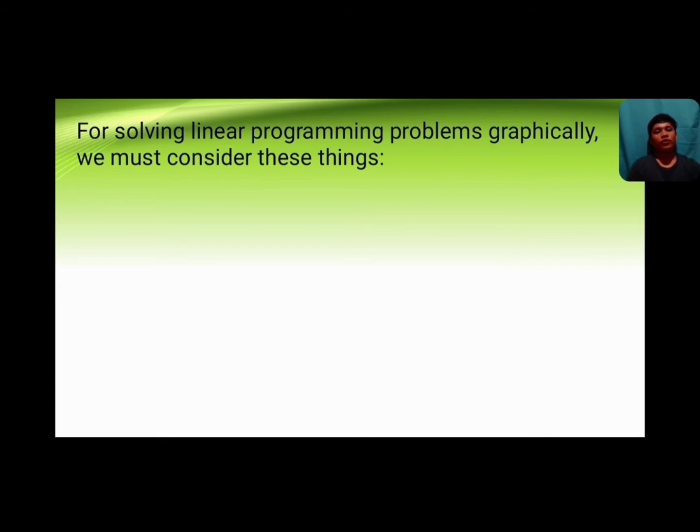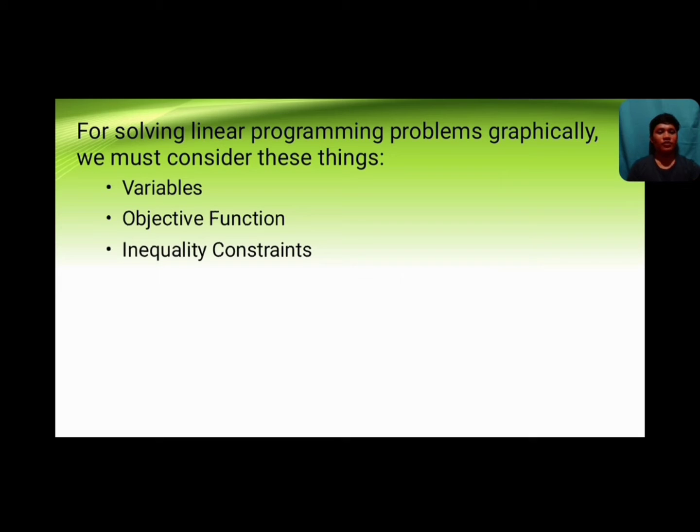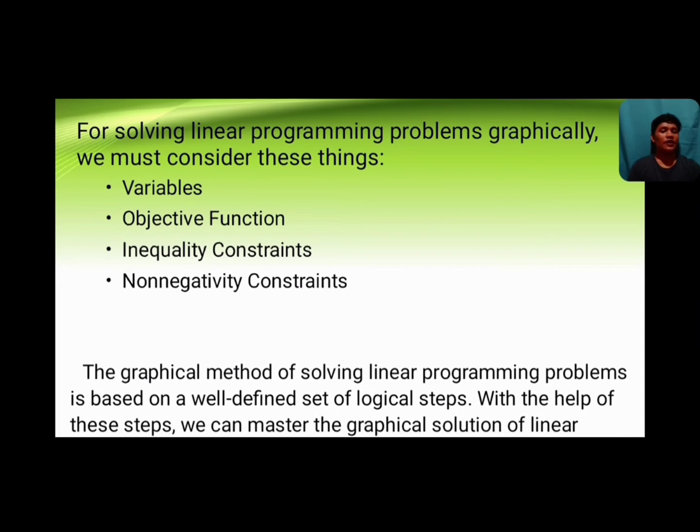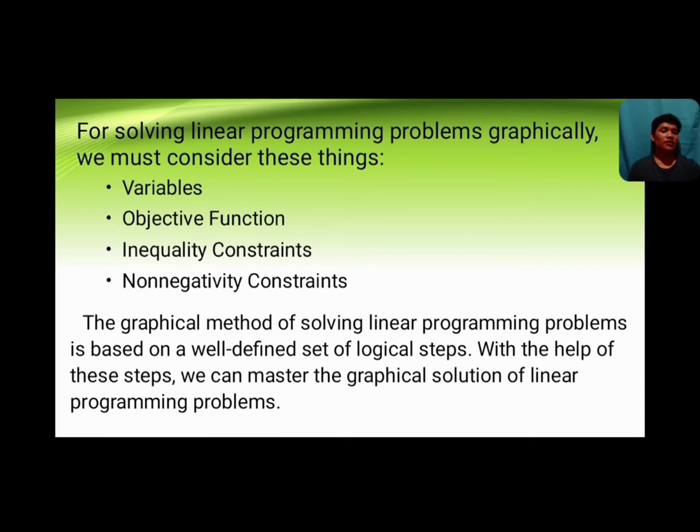Now, for solving linear programming problems graphically, we must consider these things. We have variables, objective function, inequality constraints, and non-negativity constraints. These four are needed in order for us to solve a linear programming problem using the graphical method. The graphical method of solving linear programming problems is based on a well-defined set of logical steps. With the help of these steps, we can master the graphical solution of linear programming problems.